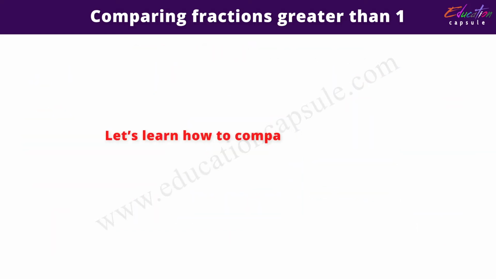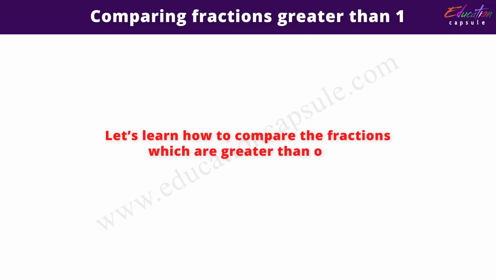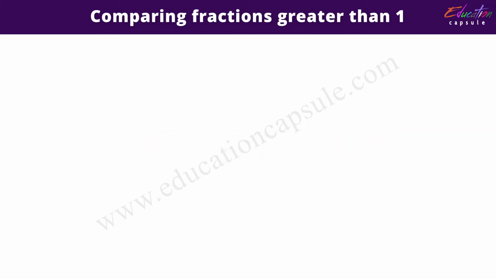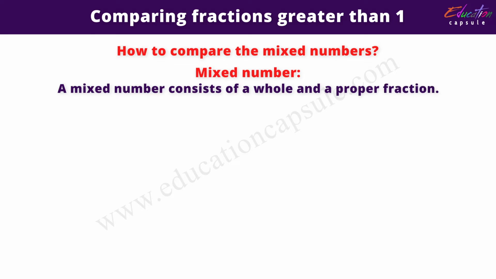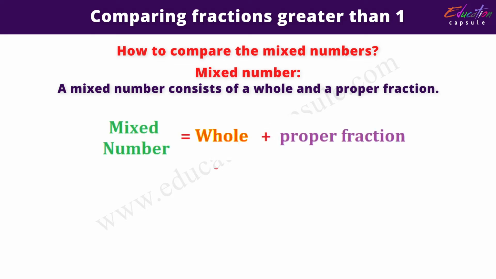Let's learn how to compare the fractions which are greater than 1. How to compare mixed numbers. A mixed number consists of a whole number and a proper fraction. So, a mixed number is equal to a whole number plus a proper fraction. Let's take an example. Let's say the mixed number is 6 1/2. It is the sum of 6 wholes and 1/2, which is a proper fraction.